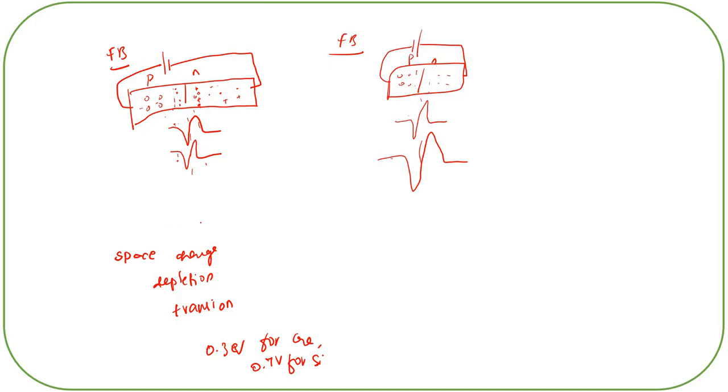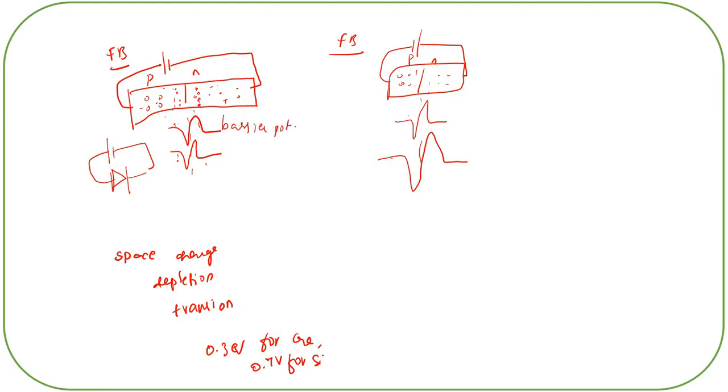In a forward biased PN diode, the P side is connected to the positive of the battery and N is connected to the negative of the battery. So we have the anode and cathode: anode connected to the positive of the battery and cathode connected to the negative of the battery. This is the initial barrier potential for the unbiased PN junction diode.